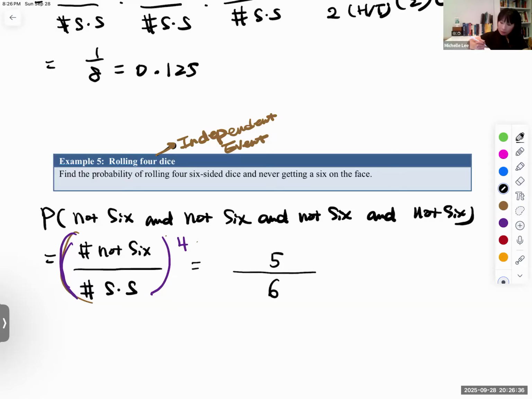Do you want me to write it down? So for the sample space, we have 1, 2, 3, 4, 5, 6. And then not 6 means 1, 2, 3, 4, 5. We know 5, yeah? Okay, now can you please calculate that? 5 over 6. Oh, no. We have to do the fourth power, right? Fourth power.